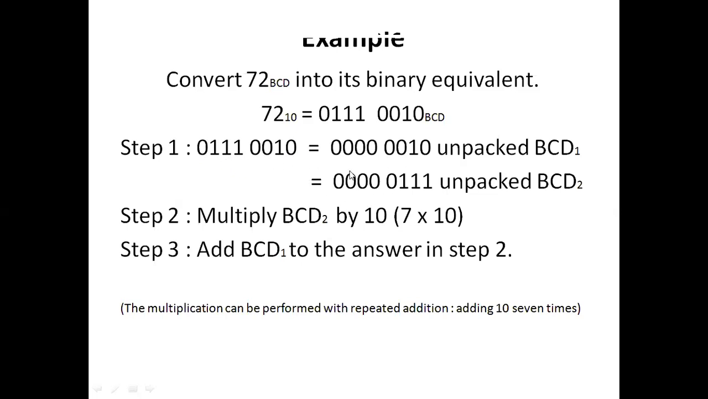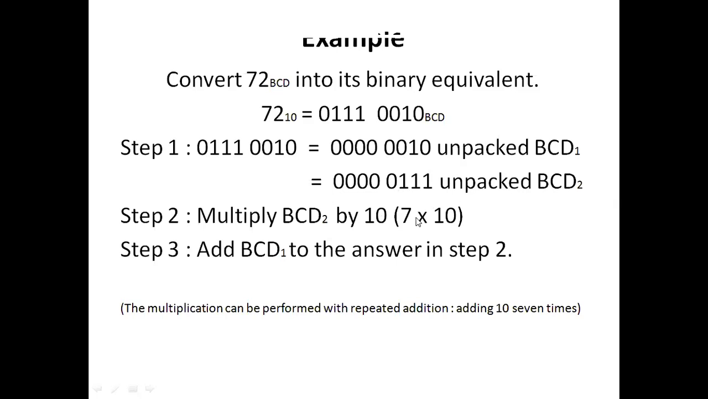So how is the second position digit taken? We mask the lower order nibble and then shift this 8-bit digit 4 times to the right so that we are able to get this. So this is equivalent to 2 and this is equivalent to 7. And this is marked as BCD1 and this is marked as BCD2. And then what we do, we multiply this BCD2 by 10.